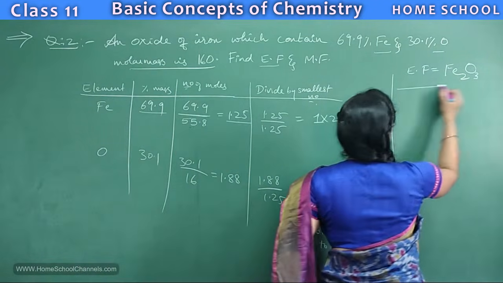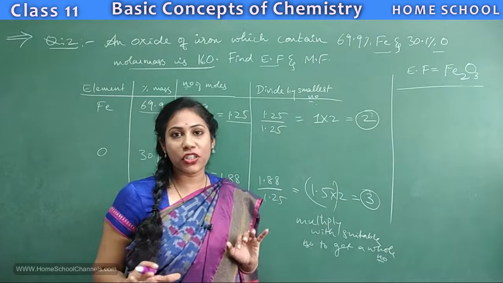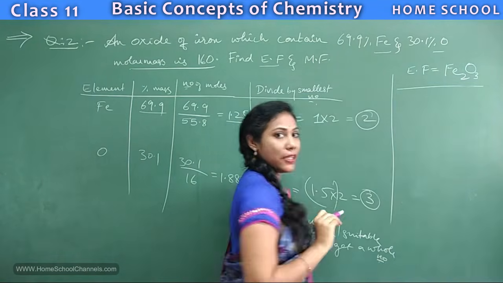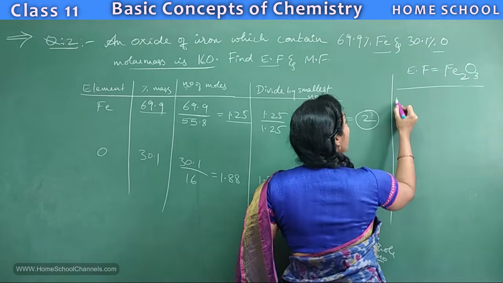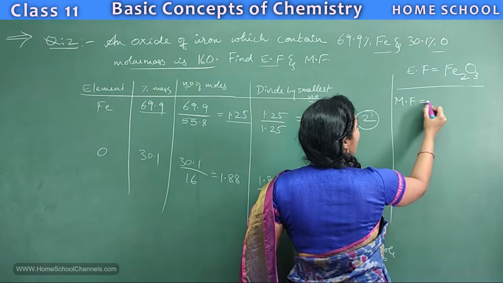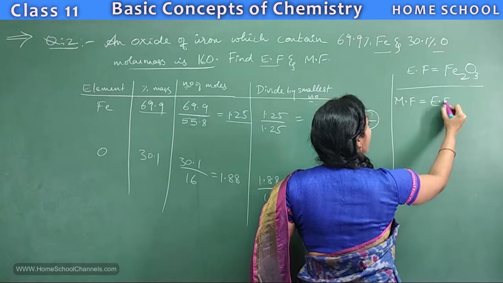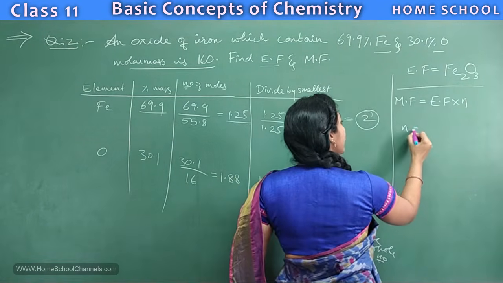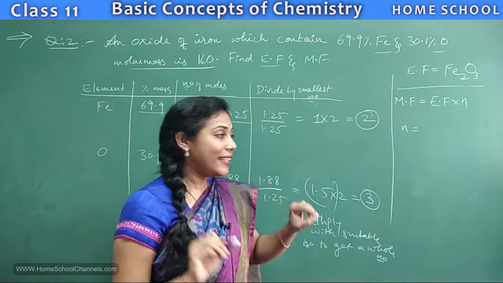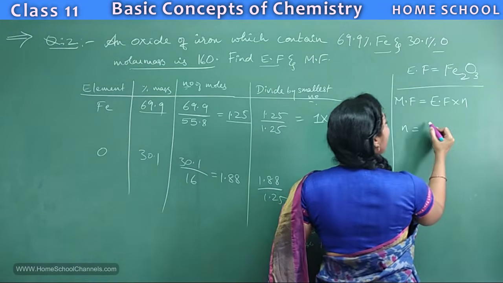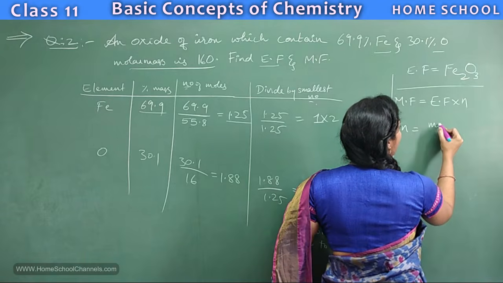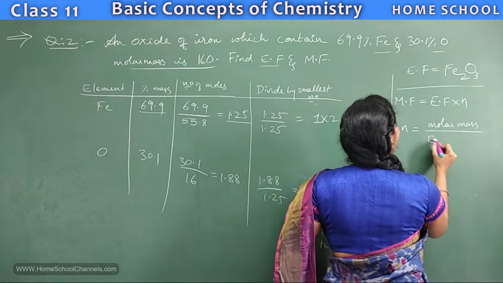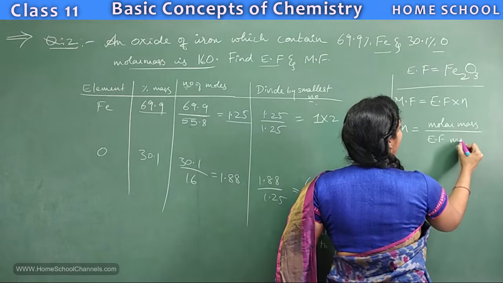So half of the question is over. One step of the question is over. Now the remaining part of the question is finding the molecular formula. So how do you find the molecular formula? Molecular formula is equal to empirical formula into N. Right? Now we don't know what N is. How do you find N? To find N, we have a formula: molar mass divided by empirical formula mass.